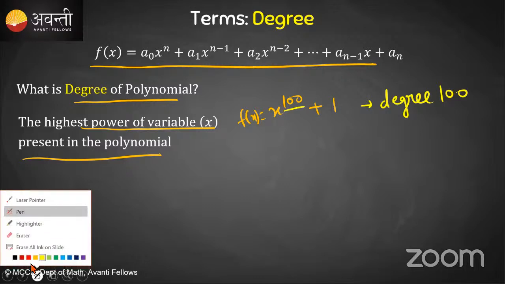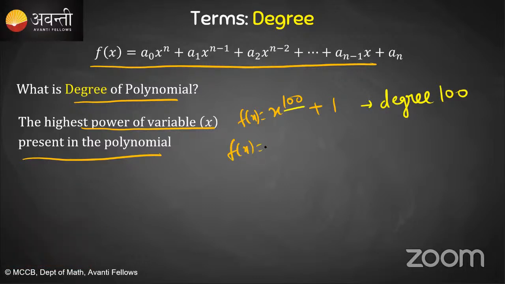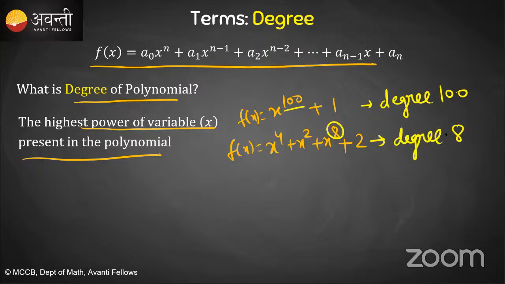And similarly, let's say f of x is equal to x raised to the power 4 plus x square plus x raised to the power 8 plus 2. Then what is the degree of this polynomial? Everyone tell me in the chat box. Quickly, let me know. What is the highest power? Highest power is 8. So you will say that the degree is 8. Clear? Highest power of variable present in a polynomial is known as the degree of the polynomial. Simple.